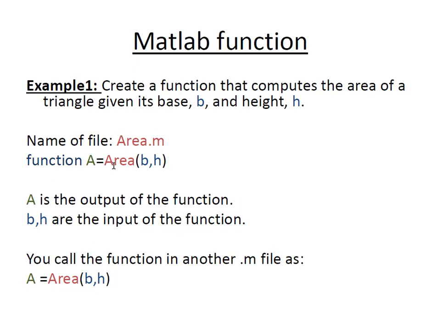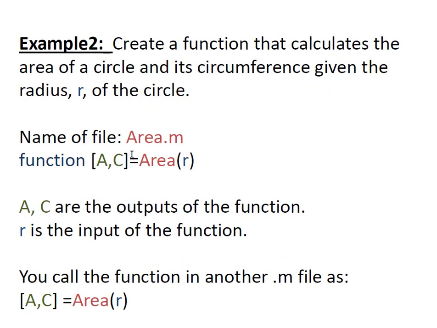So our goal is to get the area and the circumference of the circle given the radius r. So again, A and C will be the outputs. Now, because in this case you have more than one output, you need to put a bracket next to function and close the bracket after you write all your outputs. Then you can call the function in another .m file or from the command window as AC equals area r.